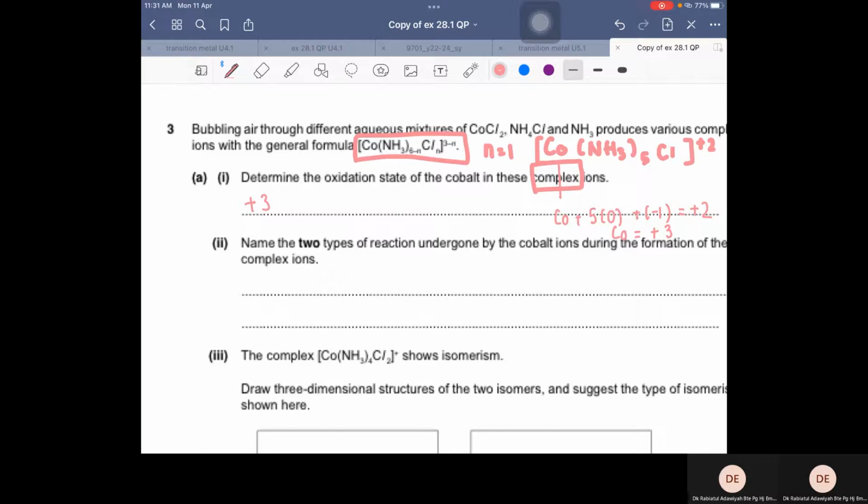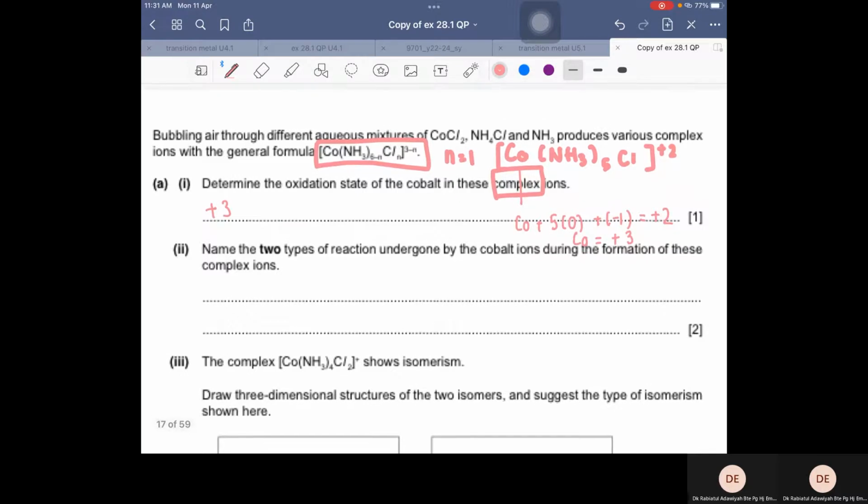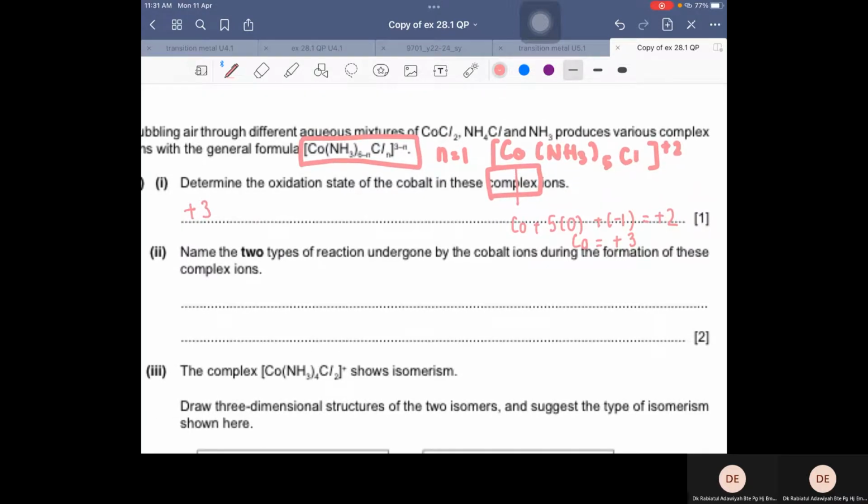Okay, name the two types of reaction undergone by the cobalt ions during the formation of these complex ions. So you can see that the number of ammonia ligands and the number of chloride ligands can change in this complex ion depending on what your n is. So that means this reaction is called a ligand exchange reaction because the number of ligands can change. That's the easier one to spot, ligand exchange. Ligand displacement or ligand substitution. Yes, thank you. I forgot about that.